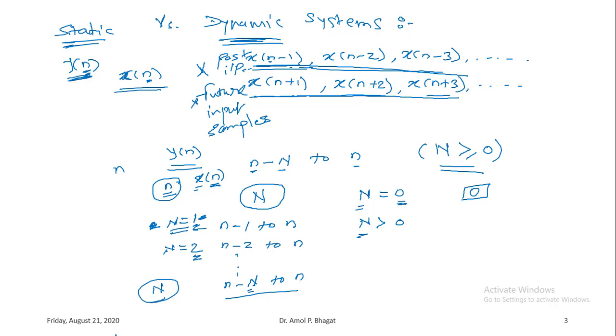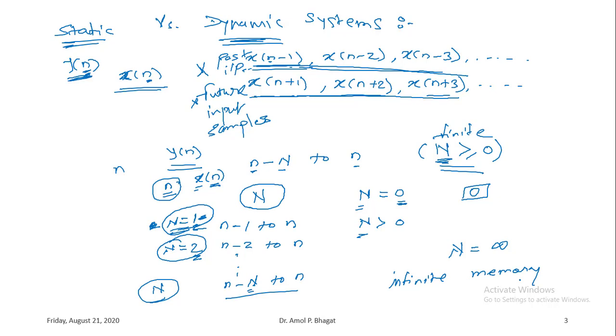Here I have considered capital N as a finite value, so it requires some finite memory. In this case it requires only a single memory unit, here it requires 2 memory units. So it requires finite memory. But if I am considering N as any infinite number, then the system requires infinite memory. So it is an infinite memory system. That is the difference between static and dynamic systems.